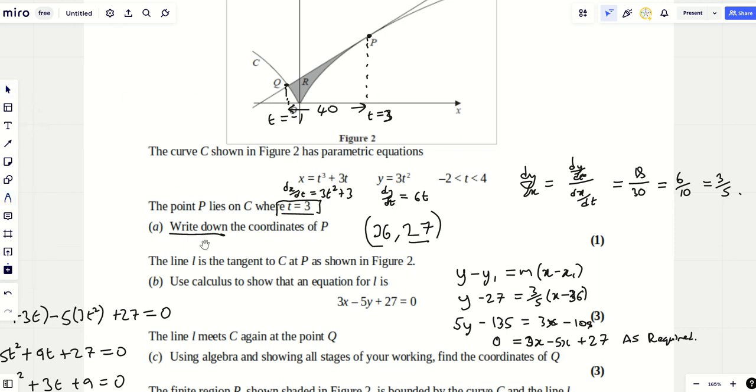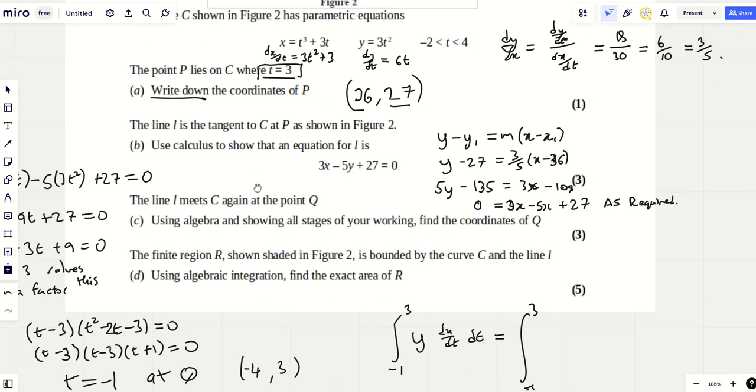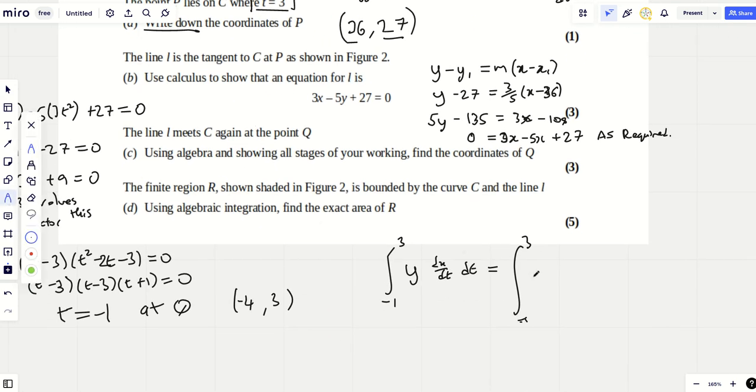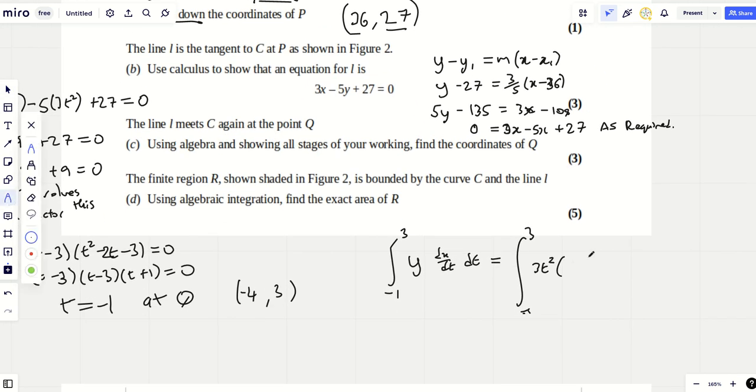But first thing I'm going to do is integrate parametrically. Yeah, quite stingy with the marks in this one. So between 3 and minus 1, now the formula is y dx by dt for parametric integration. Your y is, what was your y? I've forgotten already. 3t squared. And your dx by dt is 3t squared plus 3. And we're going to integrate that with respect to t.